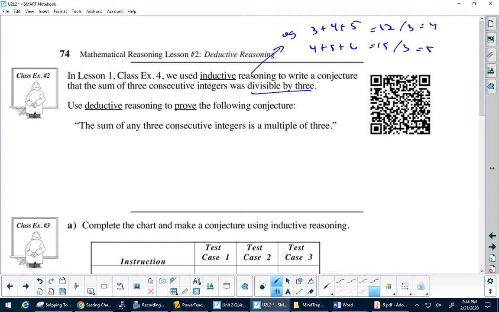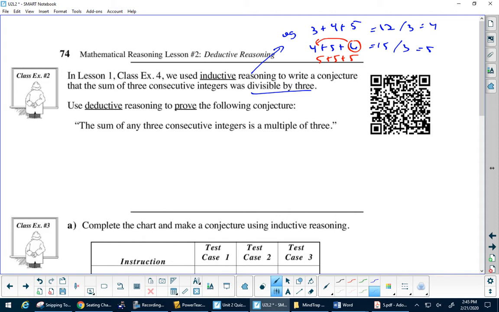And remember how we said that if we take 1 away from here and give it to this one, we would have 5 plus 5 plus 5. Well, then all 3 numbers are the same. So if you added 3 identical numbers together and divided by 3, you should get that number back, right? Now, this is not a proof. This is inductive reasoning. If you gave me example after example after example, that's just a conjecture. We need to prove it.